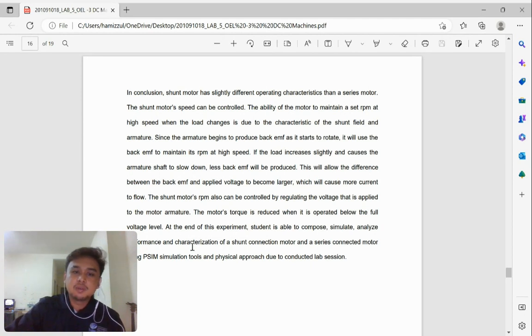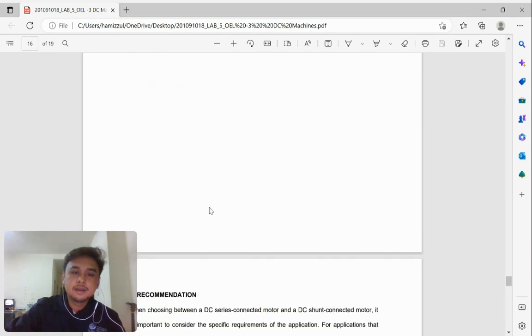At the end of the experiment, we are able to compose, simulate, and analyze the performance and characterization of a shunt connected motor and a series connected motor using PSIM simulation tools and a physical approach in the lab session.